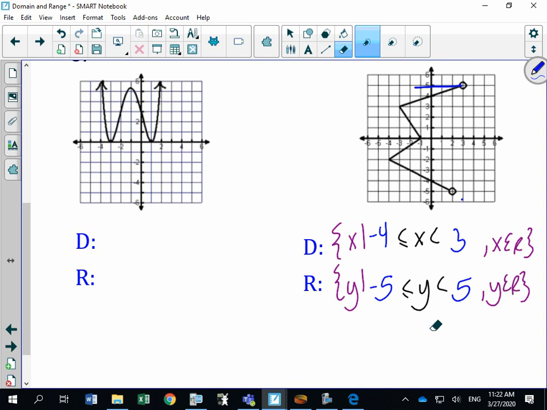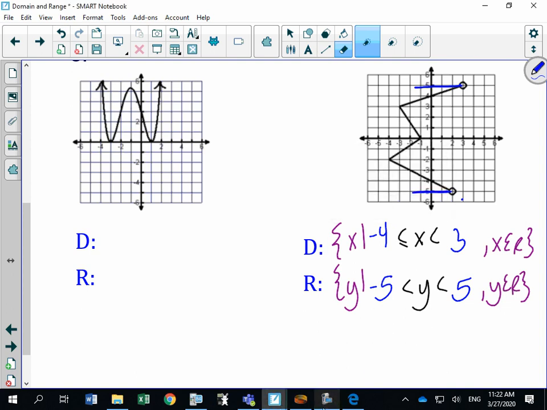So y is less than 5. Down here, I have another open dot. Does it touch -5? And the answer is no, it doesn't. It approaches -5, but it doesn't actually touch -5. So I would erase my equal to for both of those.